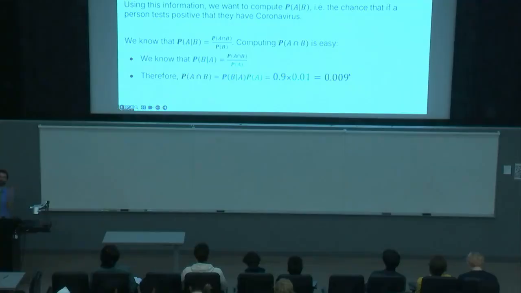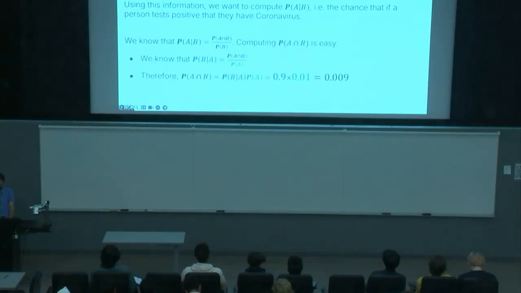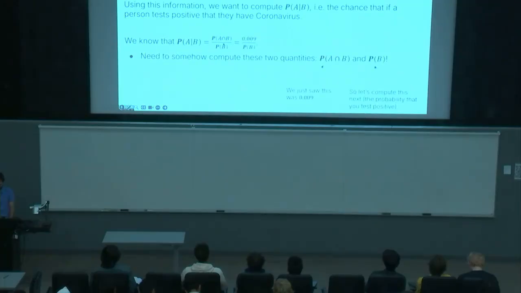So in all the universes, there's flips of coins for A and B, and there's a 0.009 chance that both of them happen. Okay? So that's one of the two things we needed to know, this numerator. What else do we need to know? The denominator, that's right, which is B.